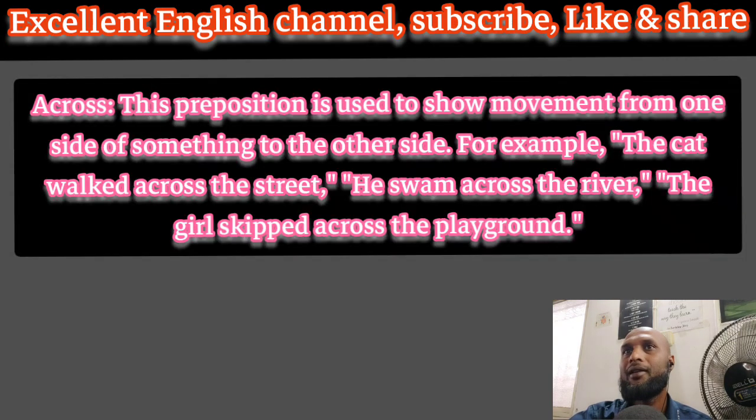Across. This preposition is used to show movement from one side of something to the other side. For example, the cat walked across the street. He swam across the river. The girl skipped across the playground.